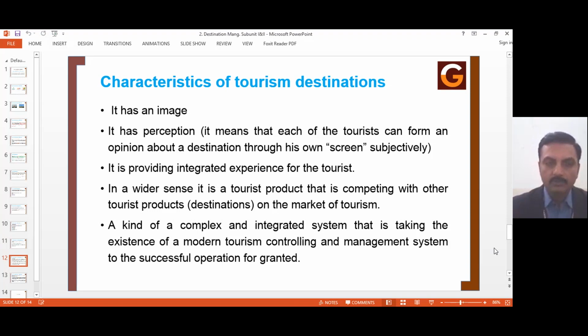In a wider sense, it is a tourist product that is competing with other tourism products. At a particular destination, we find a lot of attractions, so in another way, they are all competing with each other. There may be food for the tourists, there may be some kind of training programs for the tourists, there may be souvenirs being sold. Everyone who is a service provider at a destination wants to serve more tourists and earn more profit. So in another way, they are all competing with each other.